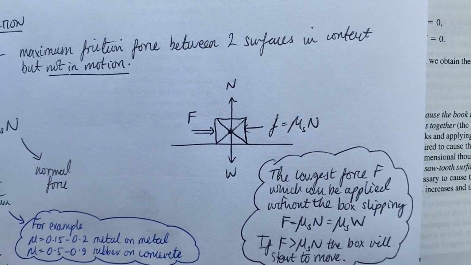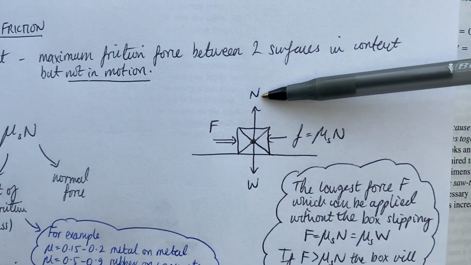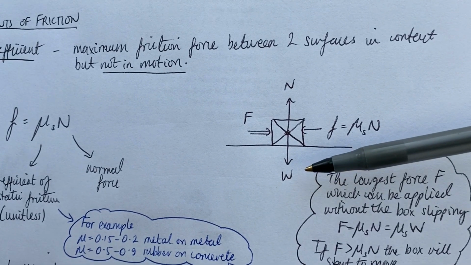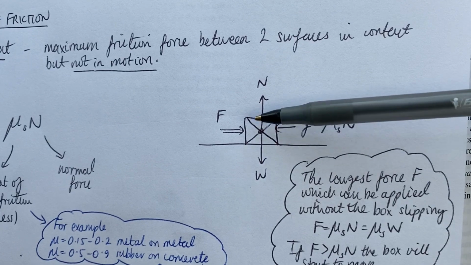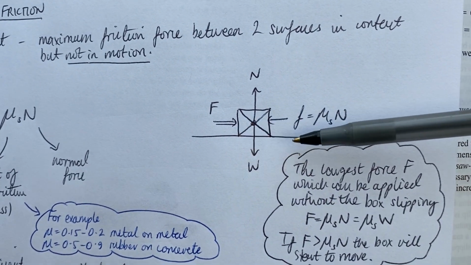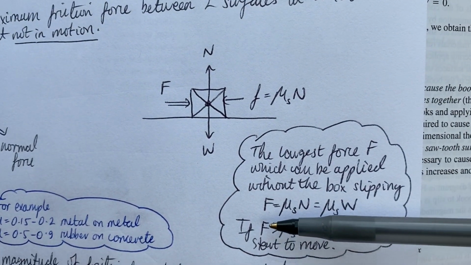And then we say that the normal force that goes into this equation is equal and opposite to the weight of the object. So what this allows us to do is calculate the largest force, F, which can be applied without the box slipping. So we just have to solve this equation here for F, right?